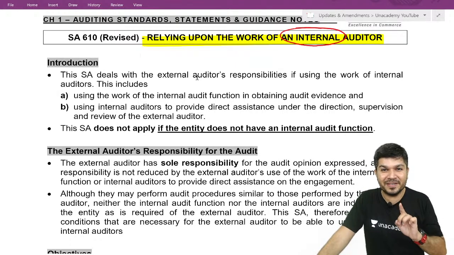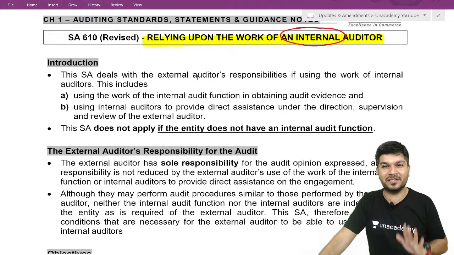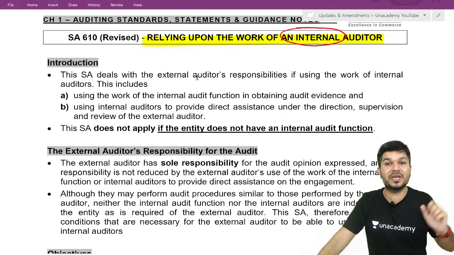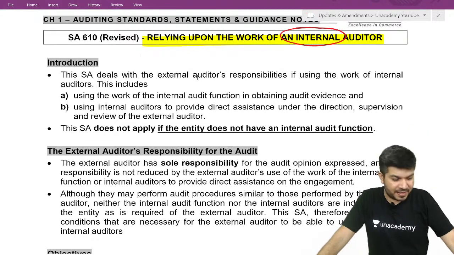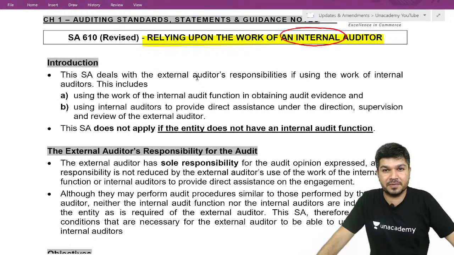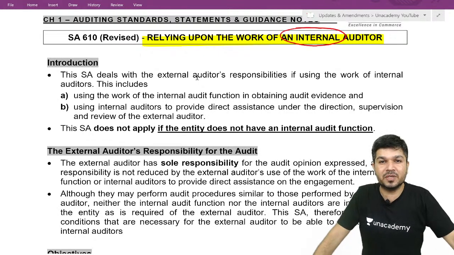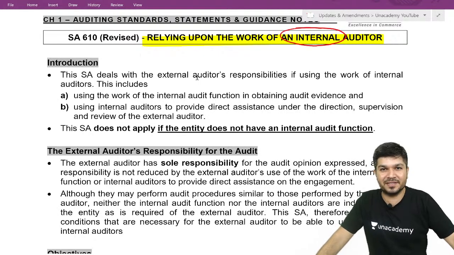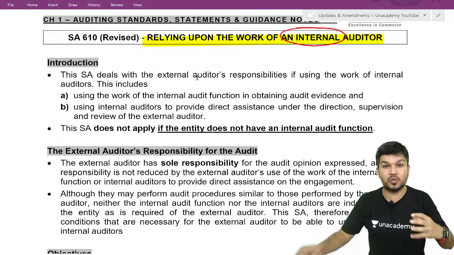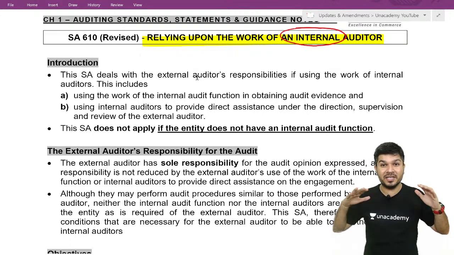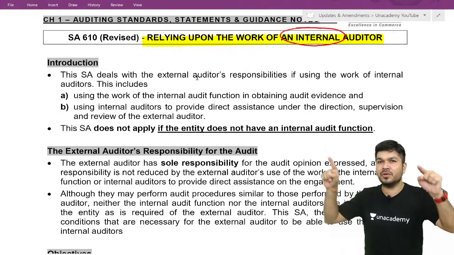Now, if I rely on the work of internal auditor and later on some fraud or error is discovered, can I say I relied on him? No, you can't say that. When you rely on internal auditor, the whole responsibility is only on you. The sole responsibility of audit is on you only, even if you rely on internal auditor.